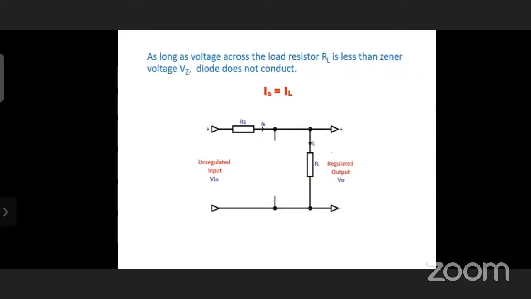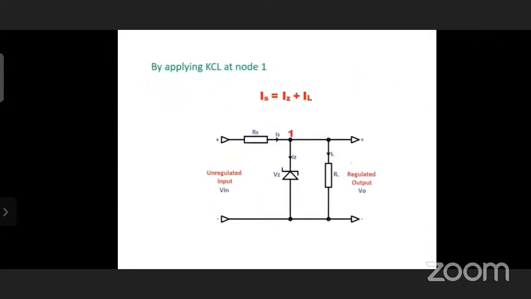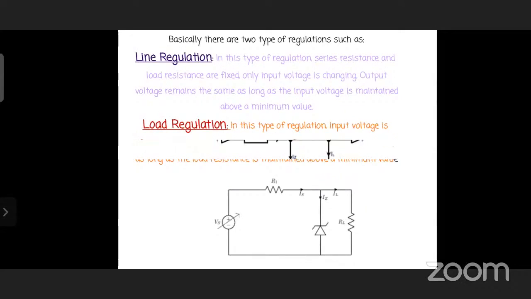As long as the voltage across load resistance RL is less than the Zener voltage VZ, the diode does not conduct, or we can say the circuit is open, in which case IS equals IL. But when the supply voltage Vin increases and the voltage across the load resistance is greater than or equal to the Zener voltage, then our Zener diode starts working. Now, when we apply KCL at node 1, we get the source current IS equals IZ plus IL.